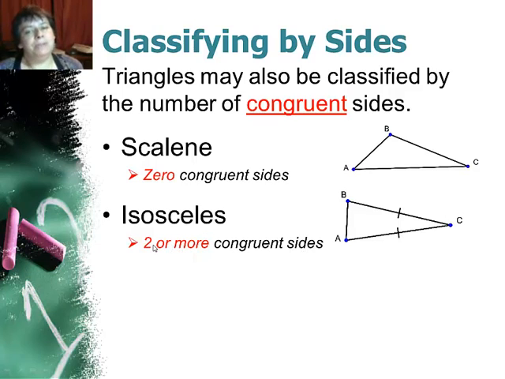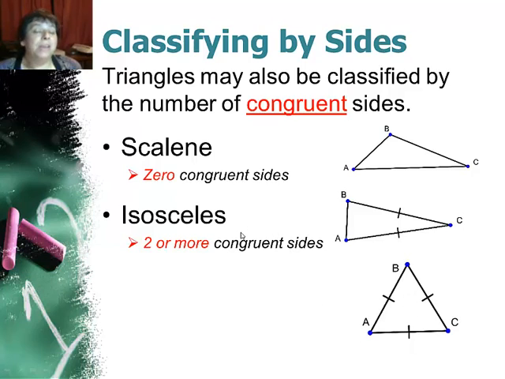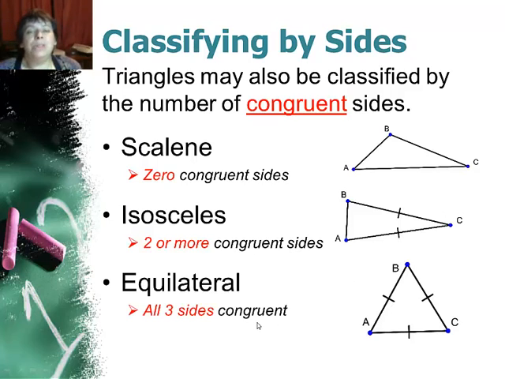Now, I've heard some people say exactly 2 congruent sides, but our textbook says 2 or more congruent sides, which leads us to the next triangle when all 3 sides are congruent. Technically, according to this definition, this could be isosceles, but the more exact definition is equilateral when all 3 sides are congruent.